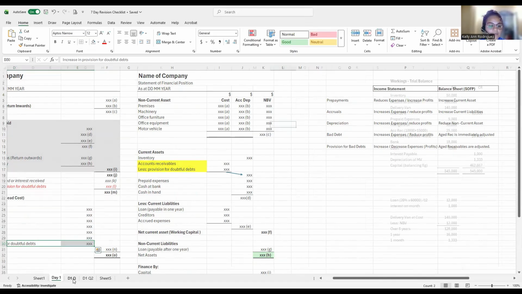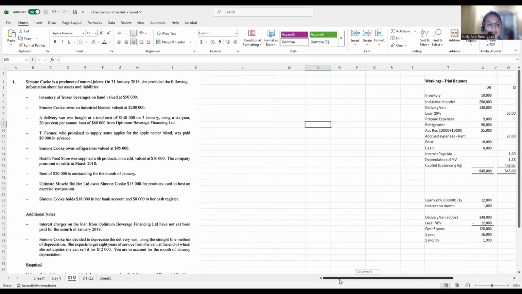This day one question looks at the statement of financial position. However, the examiner's strategy towards this question was really tactical. It was a good strategy, because as students look at this question, the first thing you think about is a statement of financial position, a balance sheet, but shouldn't we have gotten a trial balance? What are we going to do?